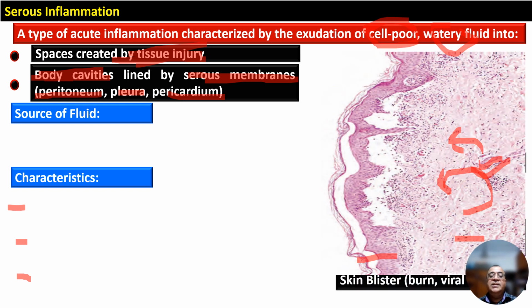So here in this microscopic picture, or H&E stain, you can see that there is a clear-cut separation within the epithelium, where the dermis is separated due to presence of this fluid within this area.